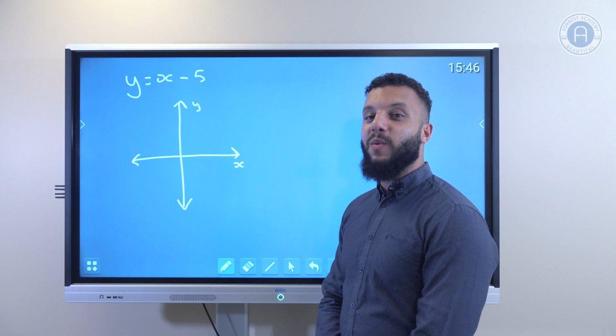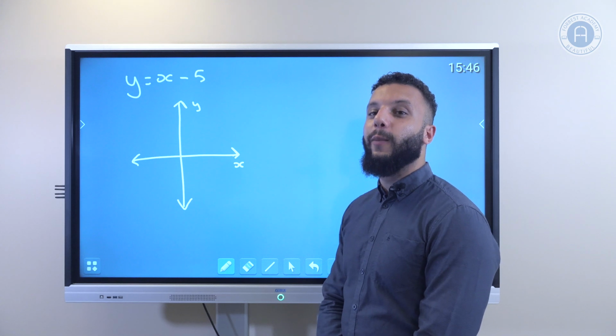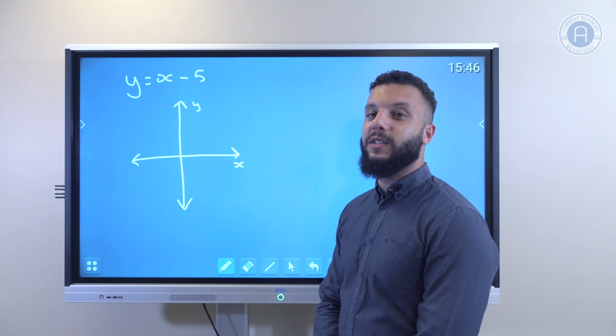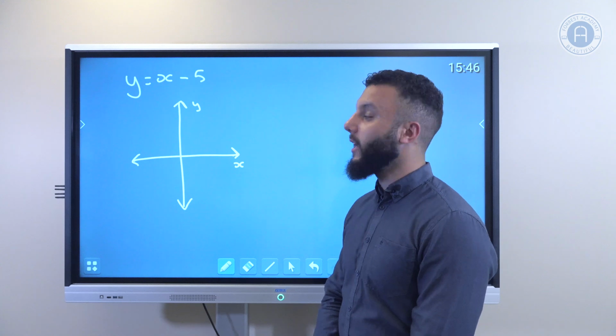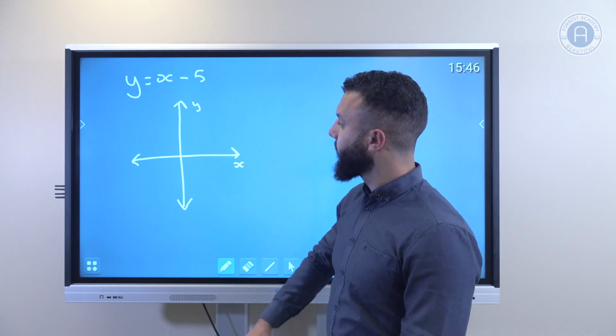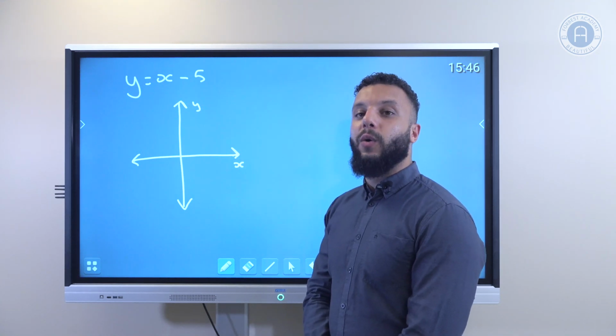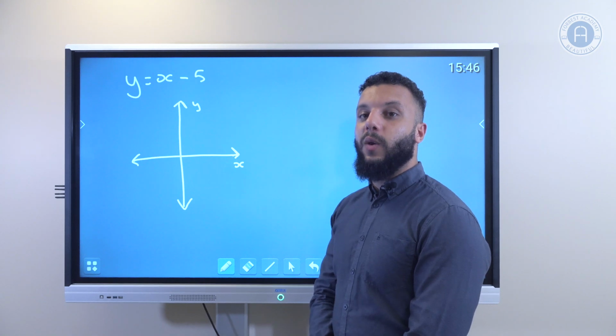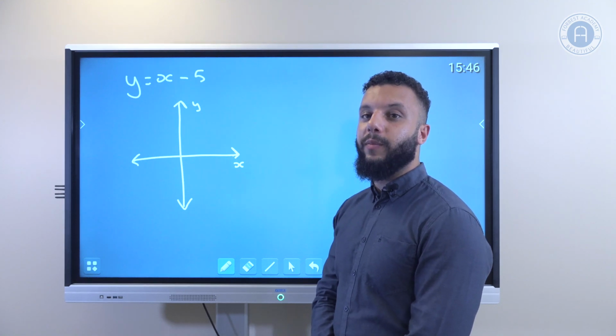So we've been given the line y is equal to x minus 5. And we're looking for where it crosses the y-axis. The y-axis is this vertical line here. Now, a line will cross this line when x is equal to 0.